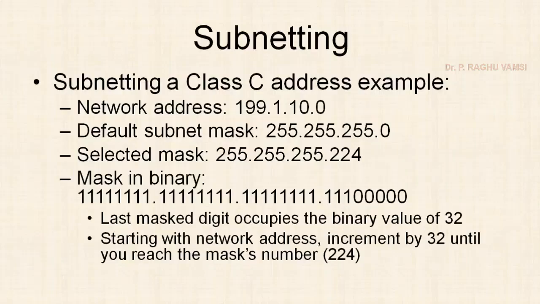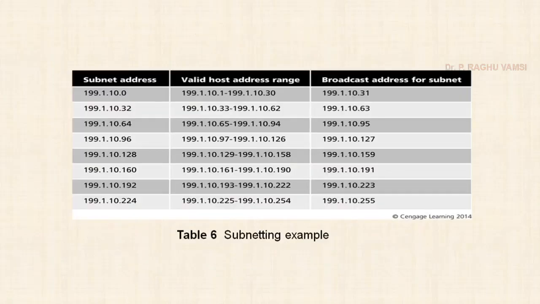Assume that, as we have seen previously, the first IP address is always the network IP. The last IP address in that range is always the broadcast IP. Only the middle IP addresses can be used. So 31 is the broadcast. Once 31 is the broadcast, then 32 is the network ID. 33 to 62 you can use, and then 63 will become the broadcast. So like that you can create.